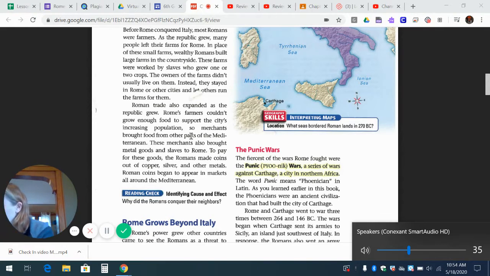So the real answer for 1C, how did the growth of the territory help increase Roman trade? It's because the local farmers couldn't grow enough food to support the city of Rome. So the merchants brought back food from elsewhere along with metals and slaves.